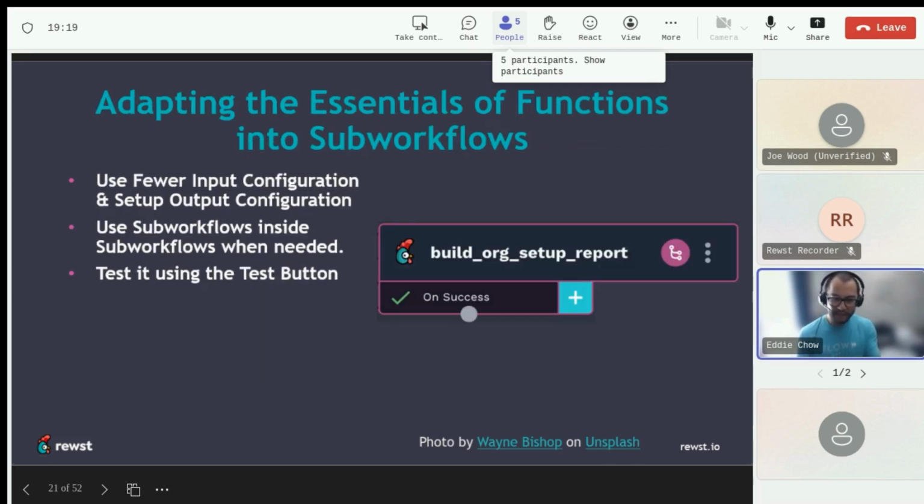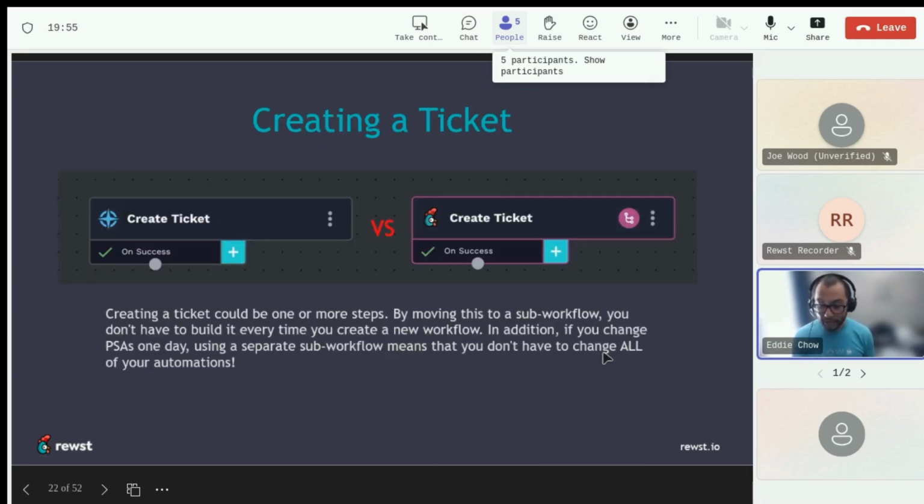Other things to think about are how many inputs are going to go into the sub workflow. Ideally, we want to have it as minimal as possible. We don't want to have more data than we need to work with. When we're building sub workflows, we can also use other sub workflows. Utilize what we've already built and just make sure that we test it a lot, using that test button frequently to ensure that the sub workflow does what we expect. So, quick example here. Let's suppose that we are creating a ticket.